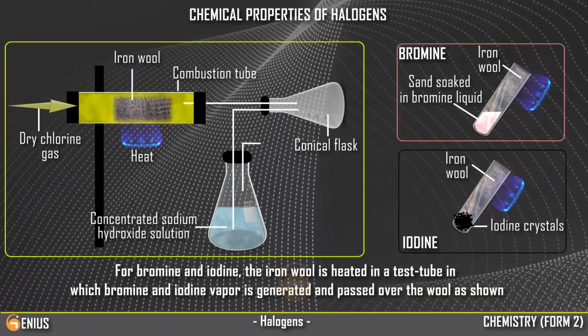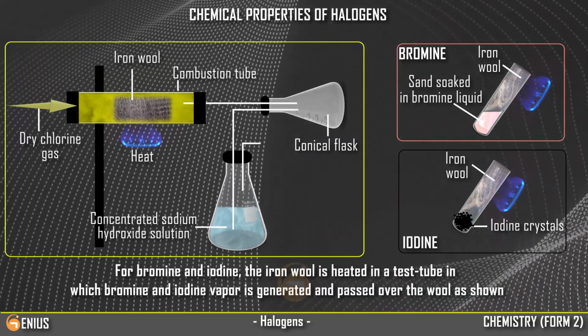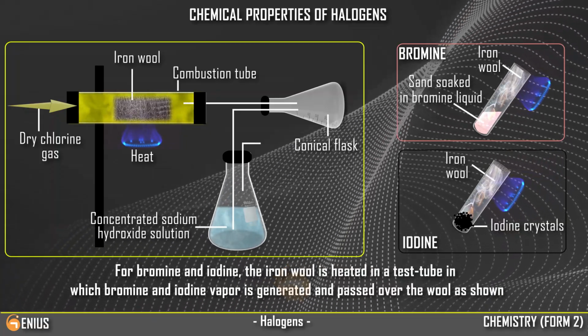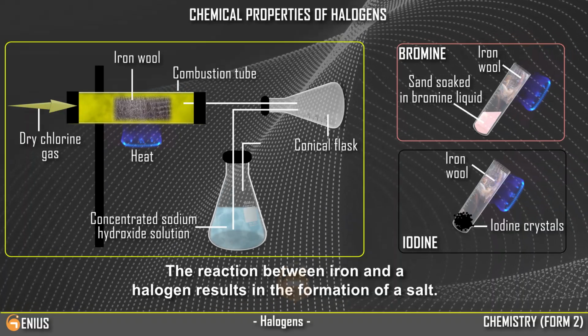For bromine and iodine, the iron wool is heated in a test tube in which bromine and iodine vapor is generated and passed over the wool as shown. The reaction between iron and a halogen results in the formation of a salt.